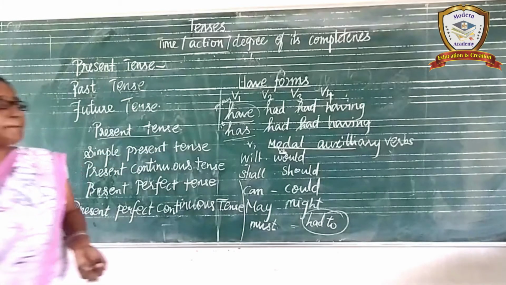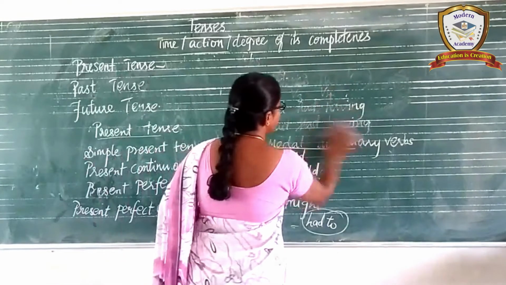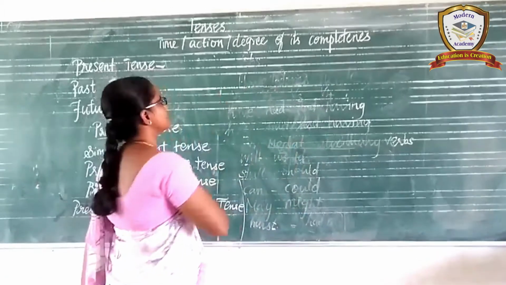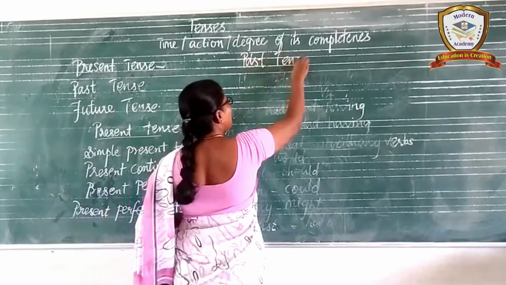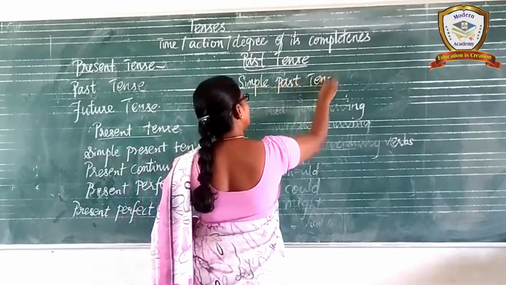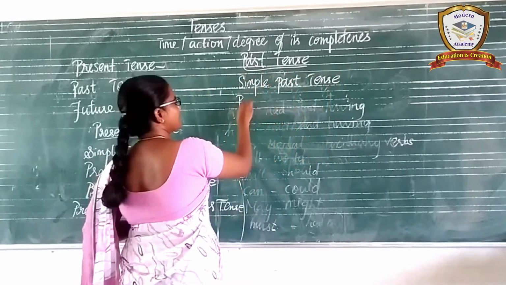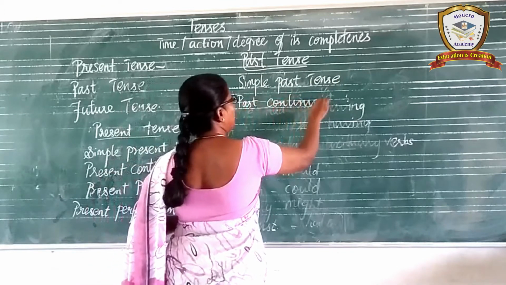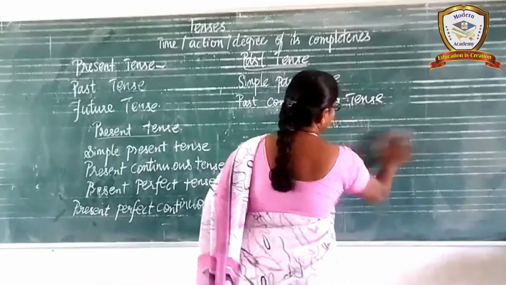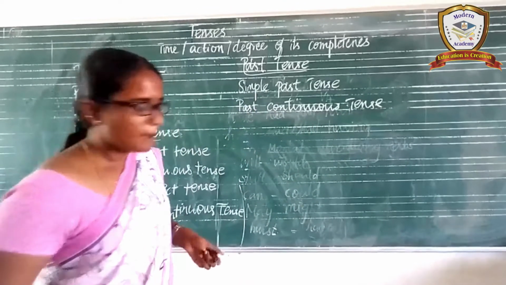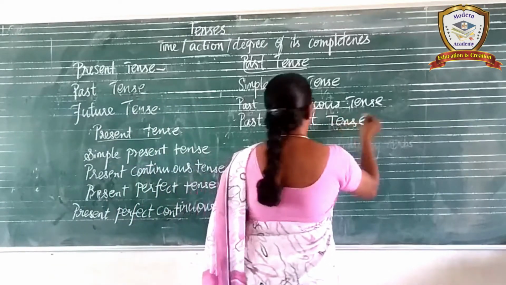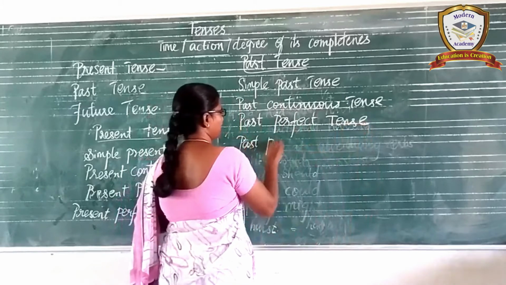And the next one, past tense. Past tense also has four types. Simple past tense: for yesterday's activities, we use the four tenses. Past continuous tense, past perfect tense, past perfect continuous tense.